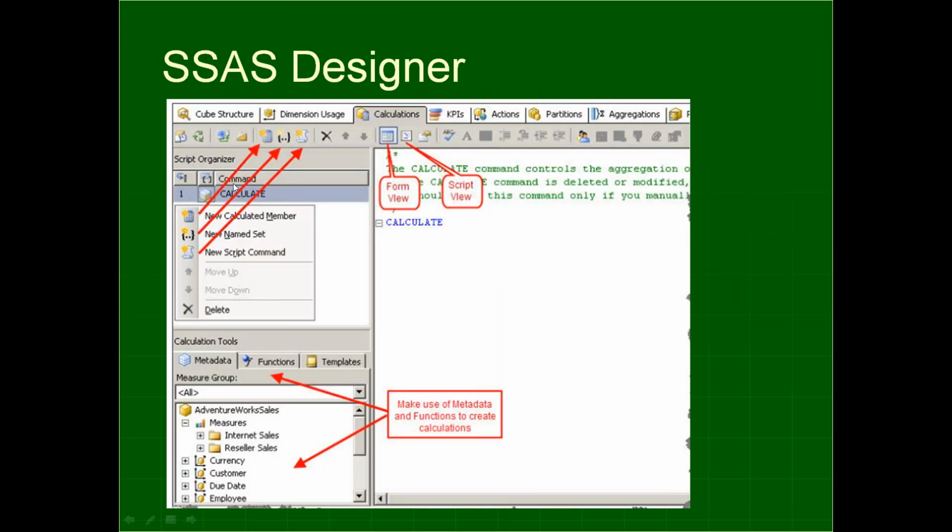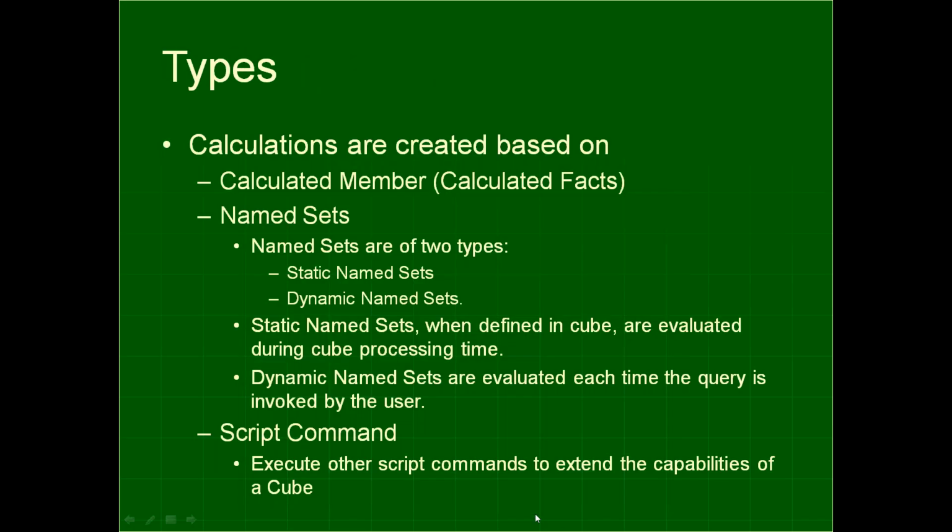So what are the things? You can create a new calculated member here, or a new named set here, or you can have a new script command over there. So this is what we're going to be having. And here we can have our dimensions and facts. We can drag and drop and create beautiful calculations. Clear? So calculations are created based on a calculated member or named sets or a script command.